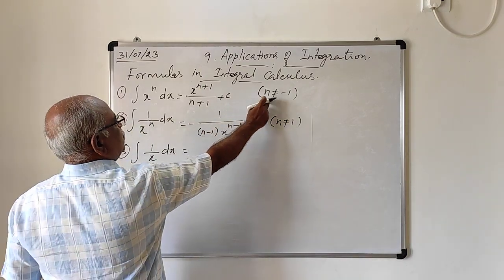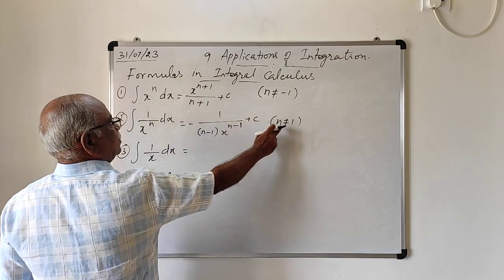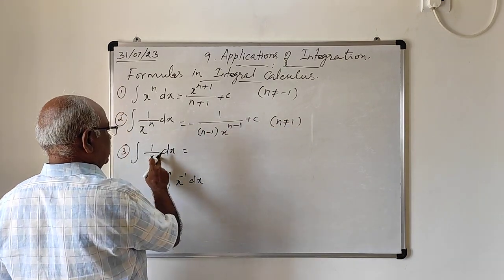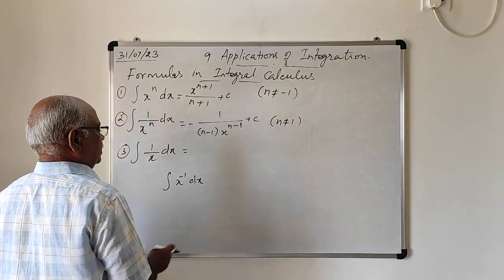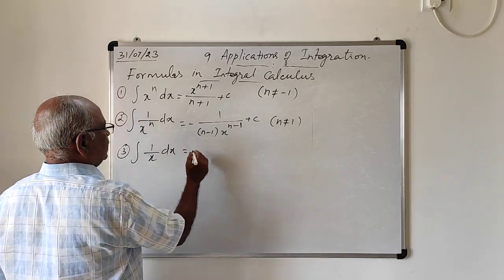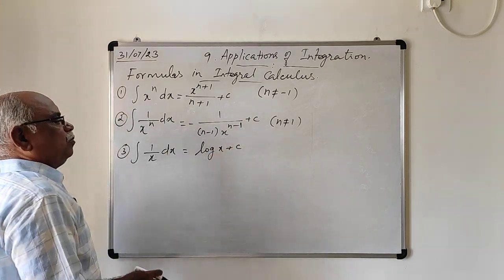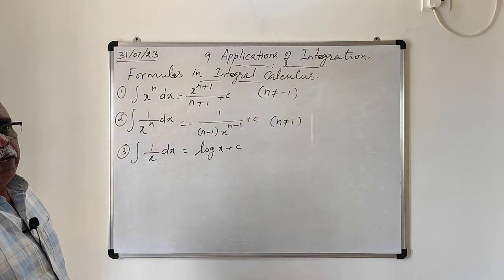For that reason only, n should not be minus 1 here. Here also n should not be minus 1. If it is minus 1, you should not apply the result. For that, integral 1 by x dx is log x plus c. This is your answer. Integral 1 by x dx is log x plus c.